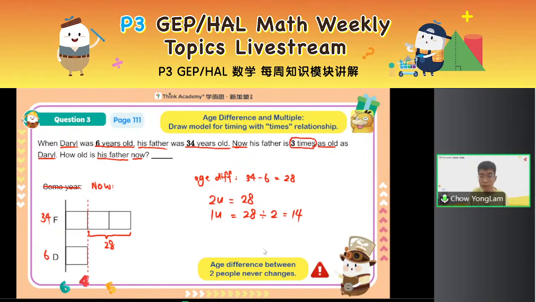And remember, the question is asking whose age? It's finding how old is his father now. Now, the father is 3 units as the age. So 3 units is equal to 3 times 14 equals 42. And that is how I get my answer, 42. Okay, so if the sum doesn't work, but there's a multiple relationship, the difference, the age difference between 2 people will never change.